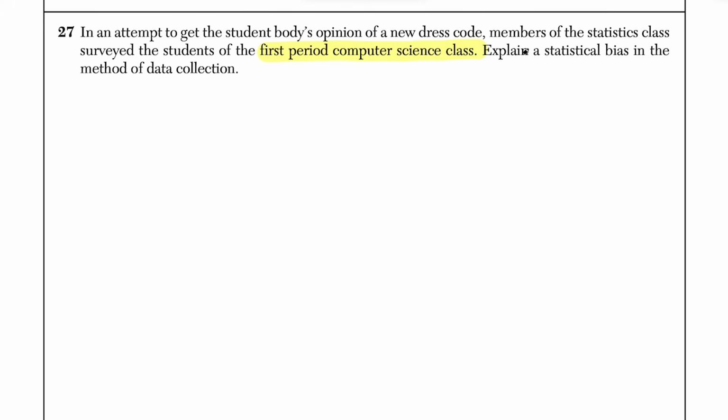Okay, so in the explanation, we could say the bias is that this is not random enough. The computer science class is only focusing on a specific portion of the student population. So I'll say here, like, this is too specific. Instead, we could survey every fifth student entering the school building for the entire day.